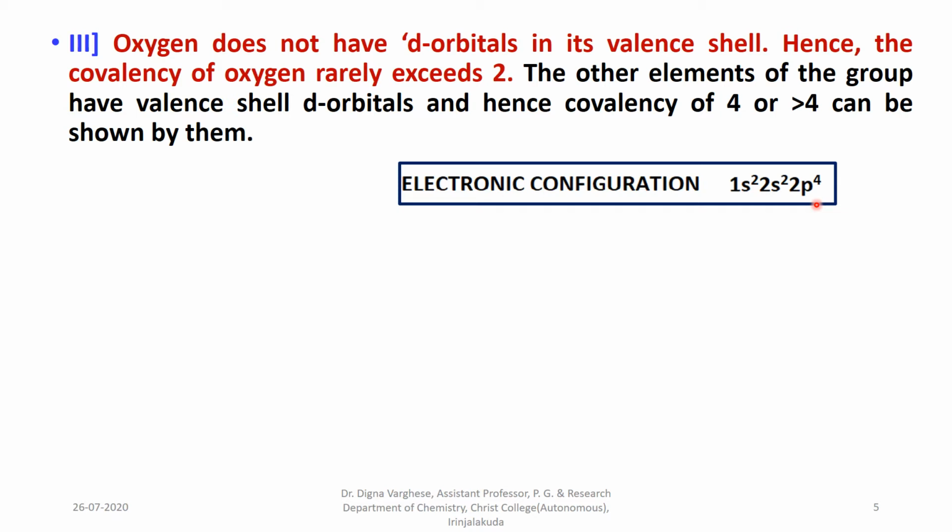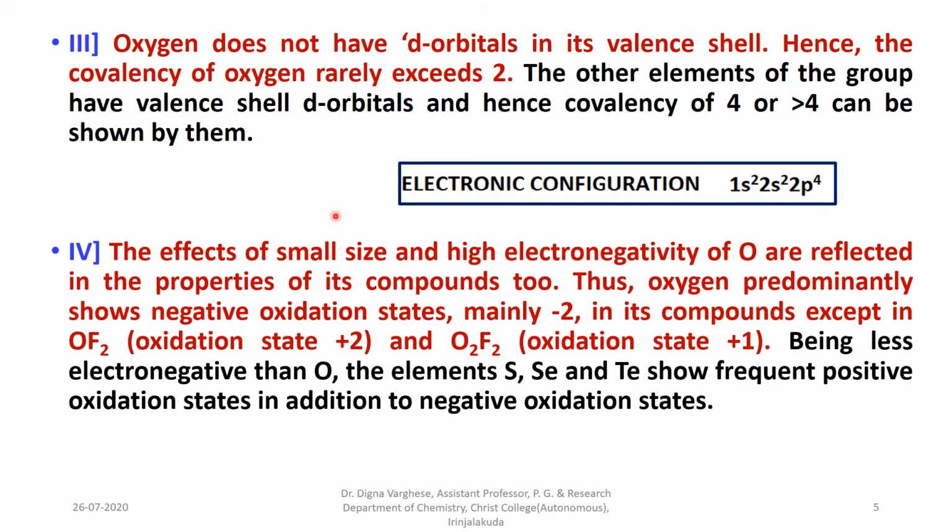So the covalency of oxygen rarely exceeds 2. But the other elements of the group, such as sulfur, selenium, tellurium, polonium, livermorium, have valence shell d orbitals and hence a covalency of 4 or greater than 4 can be shown by them. The effects of small size and the high electronegativity of oxygen are reflected in the properties of its compounds too.